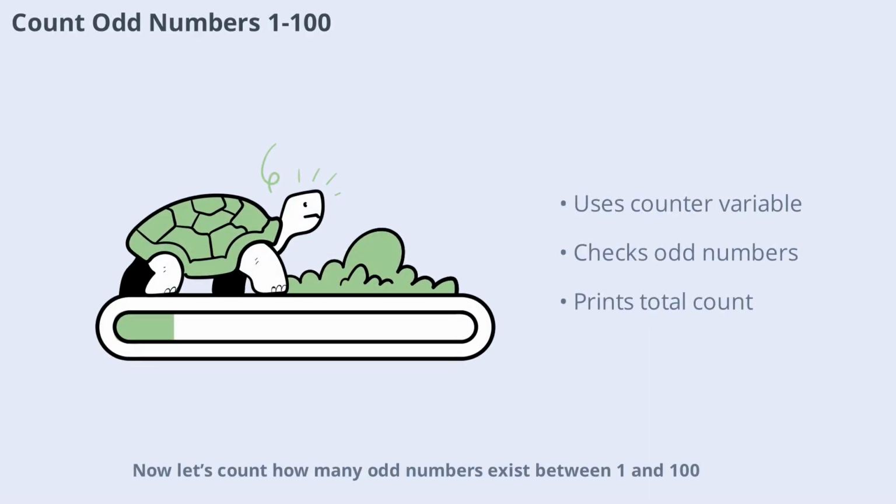Now let's count how many odd numbers exist between 1 and 100. This program is a great way to practice using counters. As the loop checks each number, it increments a counter whenever an odd number is found. After the loop completes, the counter holds the total number of odd numbers in the range. This technique is widely applicable for counting occurrences in various programming scenarios.